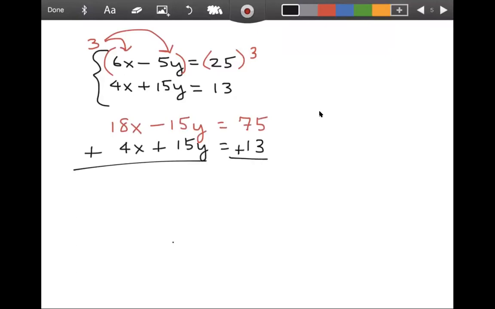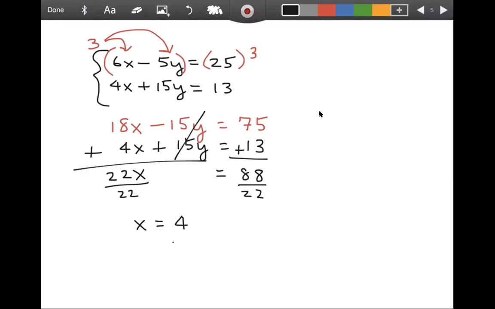All right, 18x plus 4x is 22x. Minus 15y plus 15y cancels. That was the whole point. 75 plus 13 is 88. So now we'll divide both sides by 22. That'll give me x equals 4.